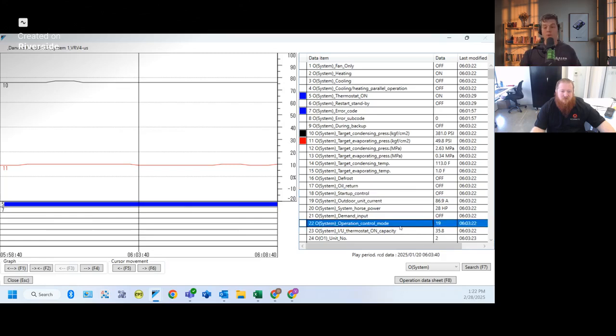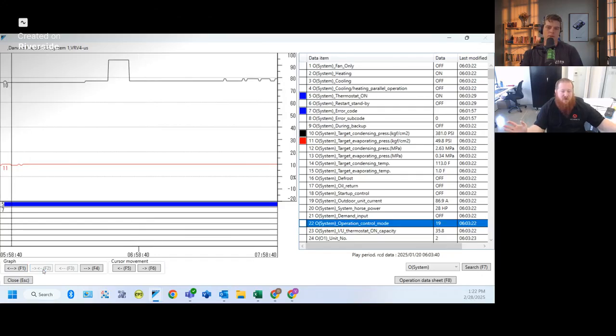So both are great. If you're starting out, just do the items defrost, oil return, startup control. Again, if you want it more advanced and you've been doing this a while and you want to take it to the next level, operation control mode. Yep. So the second thing I usually do is use this F2 key to zoom out of the data completely.